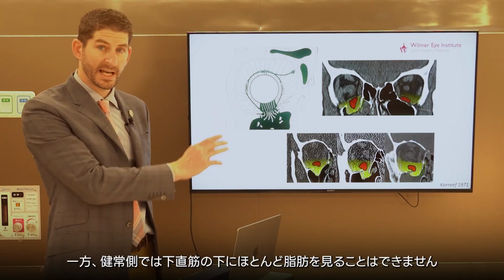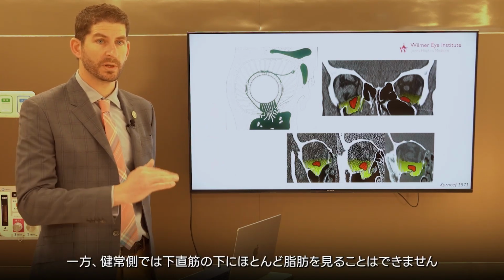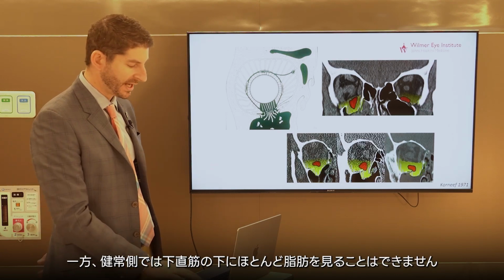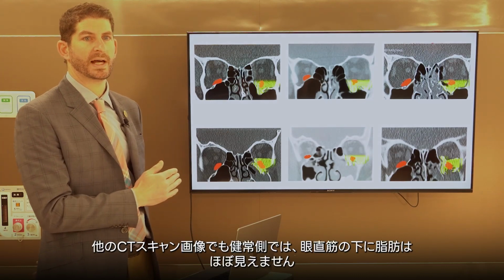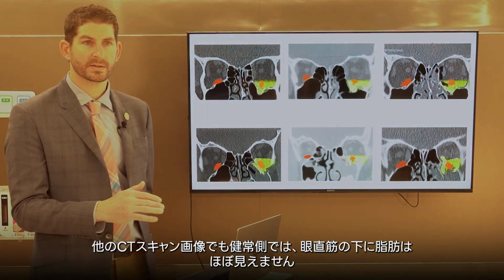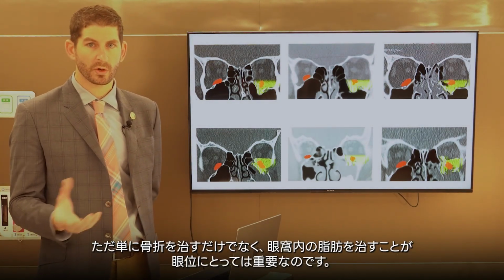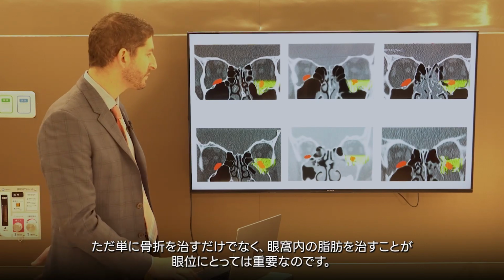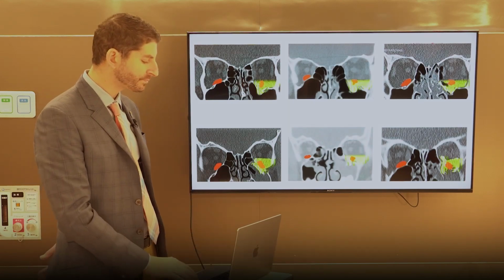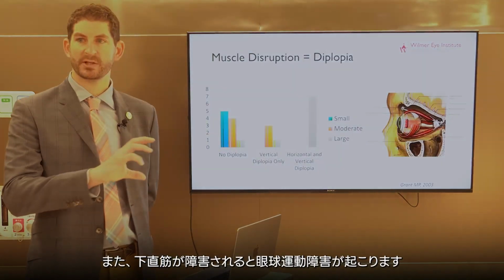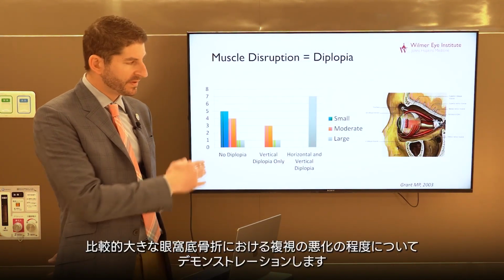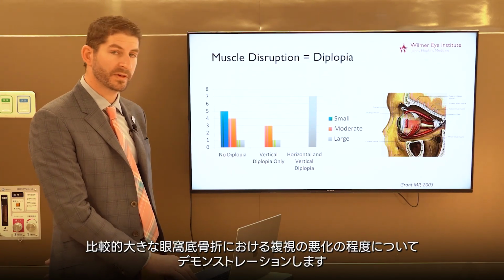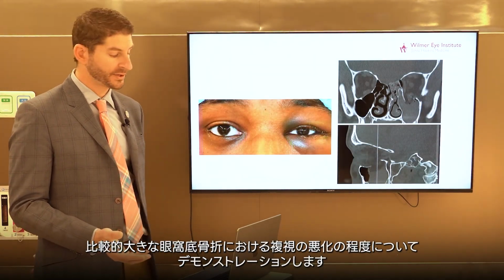If you look at the other side, you almost never see fat below the inferior rectus muscle on these scans. Here's a whole bunch of other scans where you don't see fat on the contralateral side below the inferior rectus. So it's not just the bones that we need to restore. The intraconal fat is very important for the position of the eye. The other thing that happens is that muscle gets disturbed, as you can get some problems with the way the eye moves. We've demonstrated an increasing amount of double vision relative to how big the fracture is.